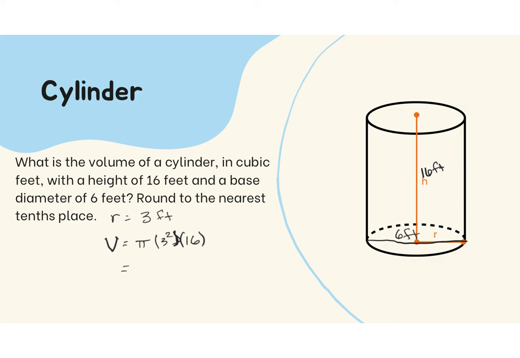Plugging that all in, I know that 3 squared is 9. So if I plug 9 times 16 times pi on the calculator, I get 452.389, and then a bunch more numbers after that. Again, we're rounding to the tenths place. So I look at the hundredths column, which is an 8, and that tells me to round up. So this 3 goes up 1 number, and my final answer is 452.4, and then feet cubed.